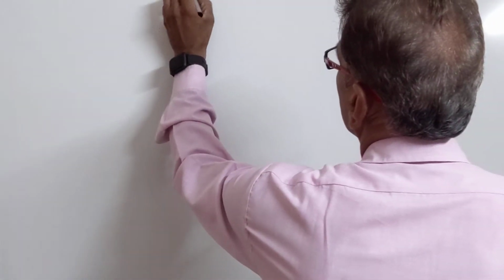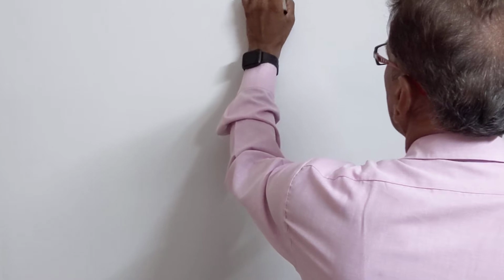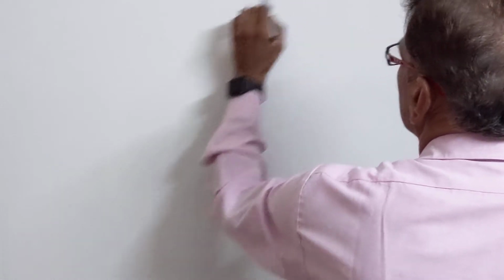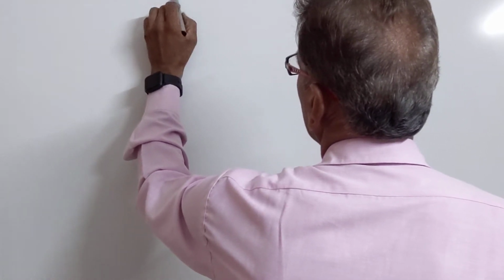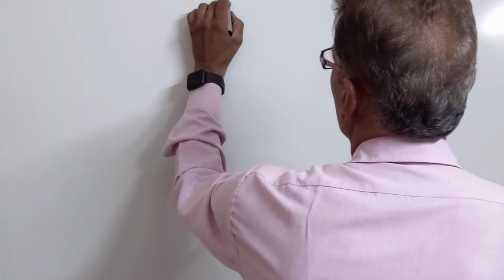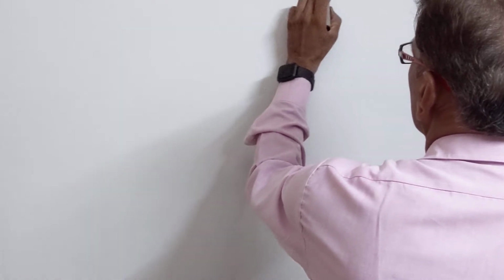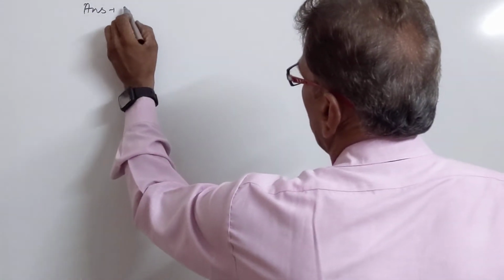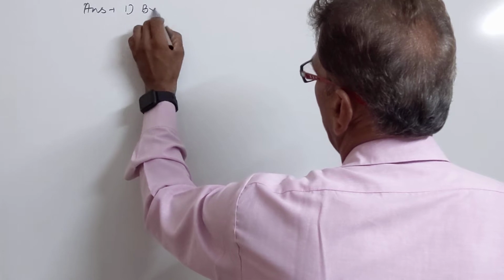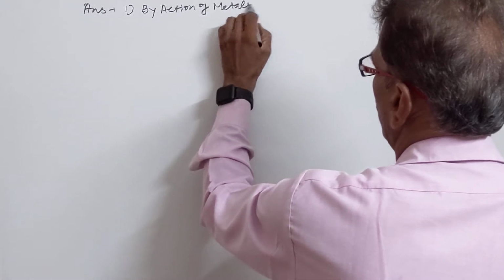Coming to the third lecture of dihydrogen. This is our lecture number 3. Question is, give preparations of dihydrogen. So we are doing preparation. First is by action of metals on water.